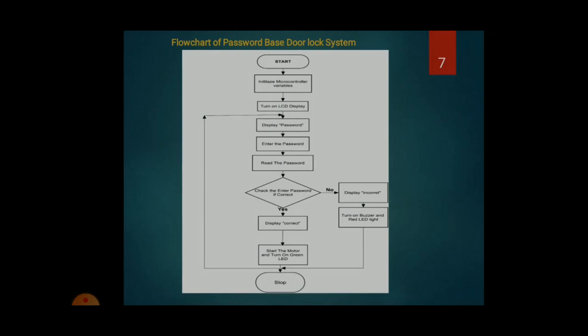The flowchart of the password-based door lock system. At first, start the program, then initialize the microcontroller variables and turn on the LCD display. Then enter the password and the microcontroller reads the password. If the input password is the same as the pre-stored password, then the LCD displays that the password is correct. Then the motor will be started and the green LED will glow and the program will be stopped.